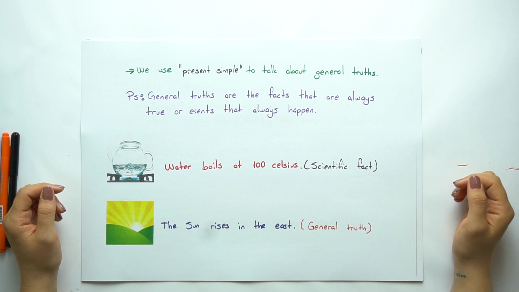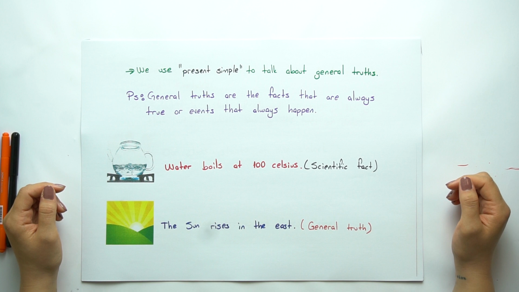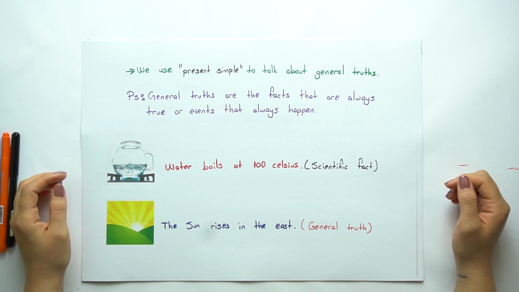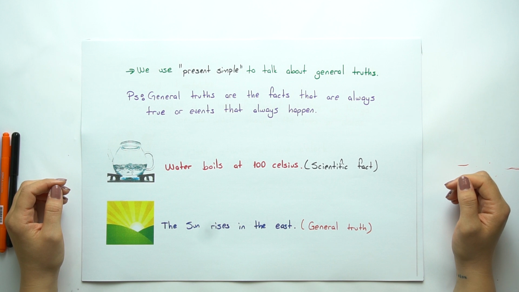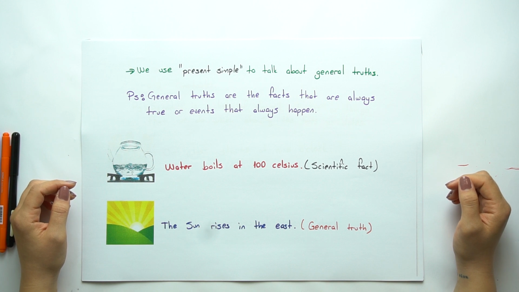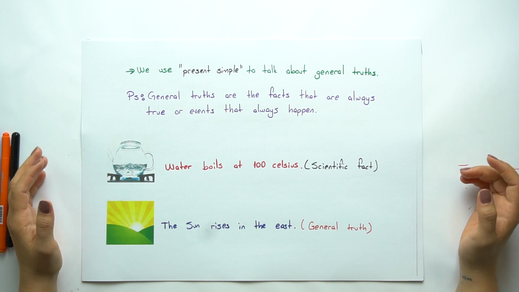Next one, we use present simple to talk about general truths. General truths are the facts that are always true or events that always happen. First one, water boils at 100 Celsius. This is a scientific fact. Other one is the sun rises in the east. Again, this is a general truth. We can't change these facts.